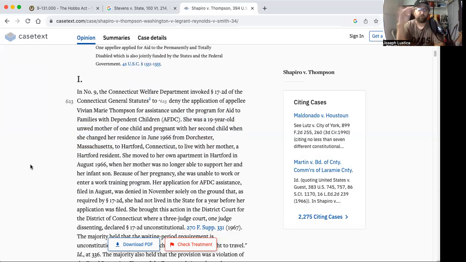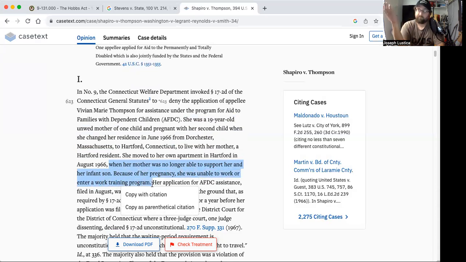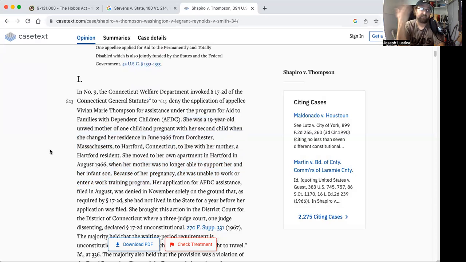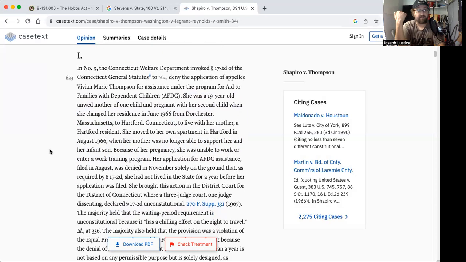So we don't know the whole story about what happened. When her mother was no longer able to support her and her infant son, because of her pregnancy she was unable to work or enter a work training program. You see, I would say that's a good reason to get assistance. Okay.